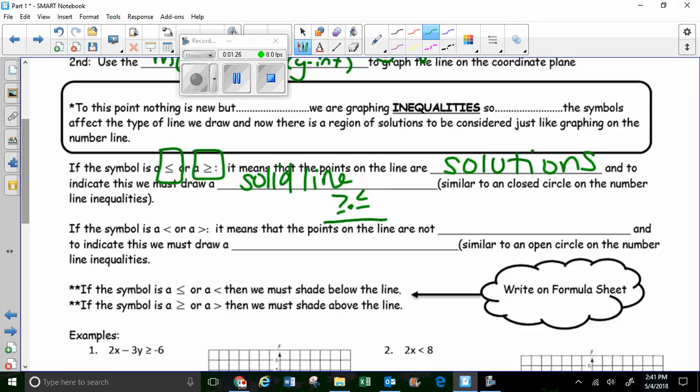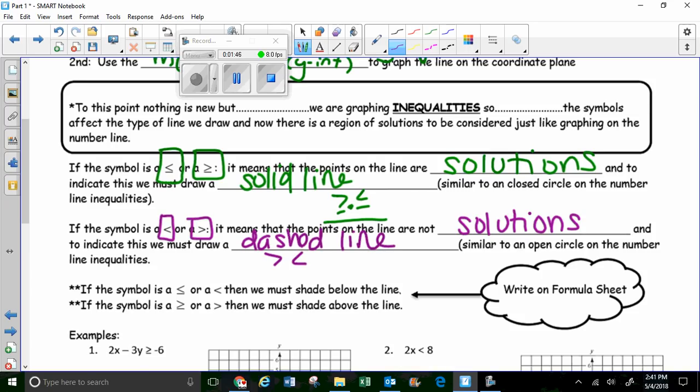If the symbol is less than or greater than, so no "or equal to" underneath, the points on the line are not solutions. And to indicate this, we must draw a dashed line. This is similar to the open circle on the number line. So the smiley face looks like this. Open circle, dashed line.